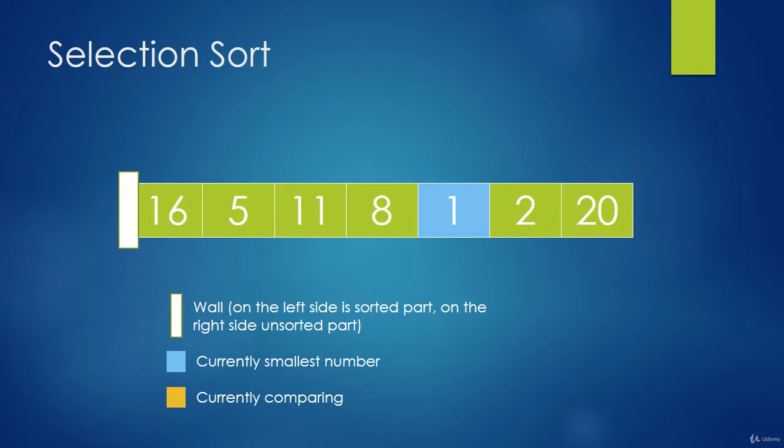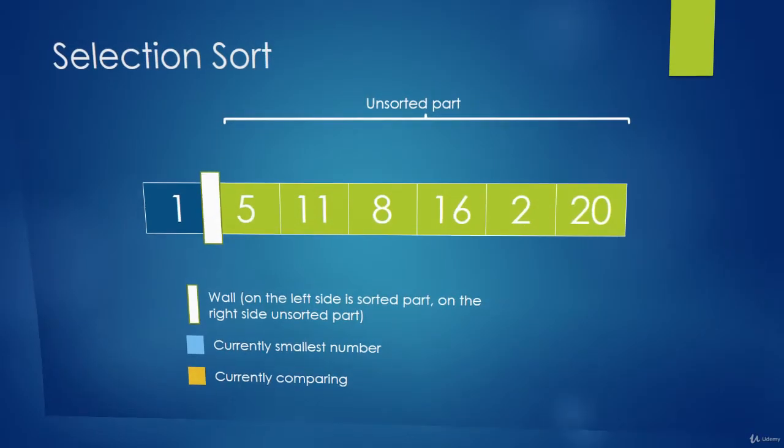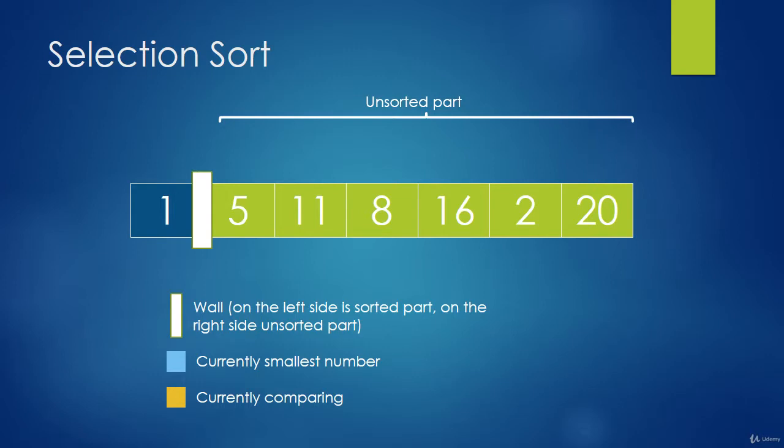Now, as the algorithm says, we are going to swap it with first number of our unsorted part. So we have the smallest number at beginning and we can go ahead and move our wall by one number. And we do this until we have only one number in our unsorted part. So once again we are trying to find the smallest number in unsorted part.